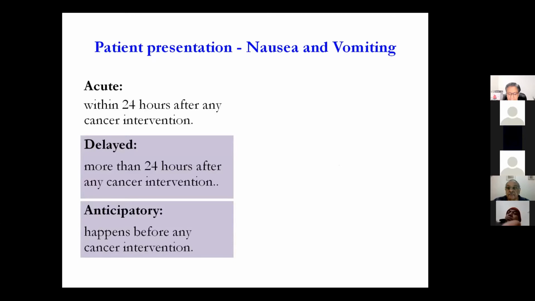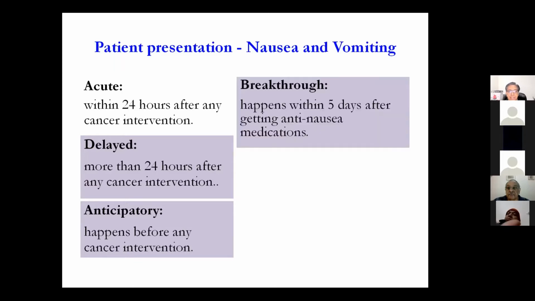Anticipatory. Now, this is an important event which is primarily related to the cerebral cortex, related to the phenomenon of anxiety. And this can happen before any cancer intervention. And this needs to be controlled as well because this can have impact on the patient's management. There could be breakthrough nausea, vomiting, which happens within 5 days after getting the medications, and hence it emphasizes the need of patient's follow-up as well.